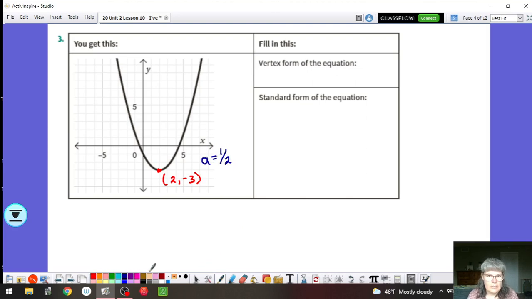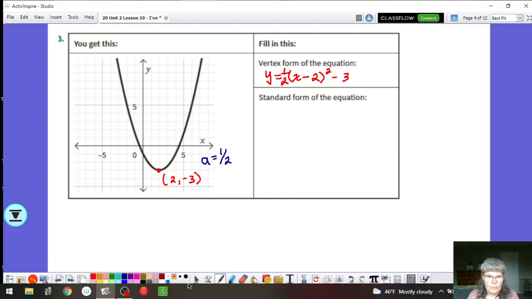I now have enough information. I can write my equation in vertex form. Y equals x minus 2 squared subtract 3. Remember, in parentheses, that value is opposite what it is at the point. Oops, we need our A value as well, so it's y equals 1/2 times x minus 2 squared minus 3. Now for standard form of this equation, I'm going to multiply out the x minus 2 squared, distribute the 1/2, and then subtract the 3.